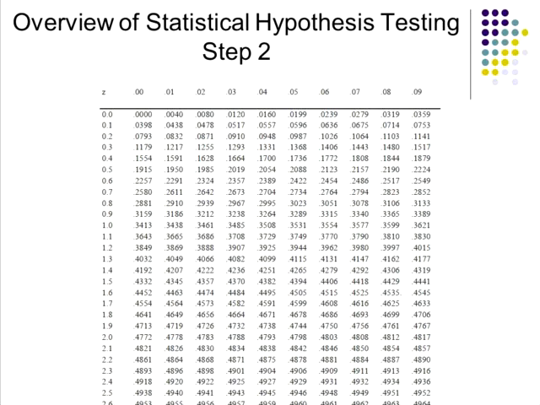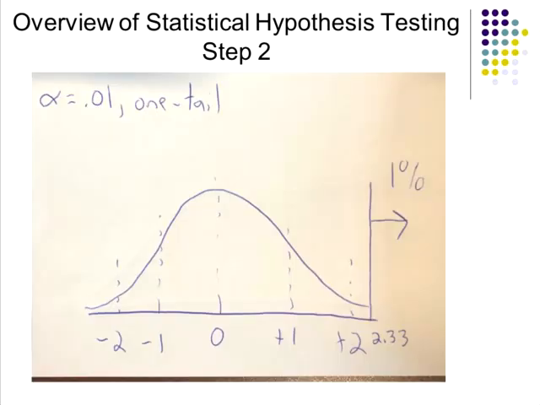0.4871, 0.489, 0.4893, 0.4896. What is that? 2.33, 2.33. Good, that was hard for me to do. So look at that. A z-score of 2.33 separates the top 1%.